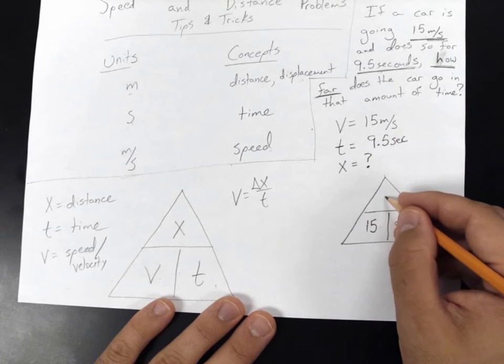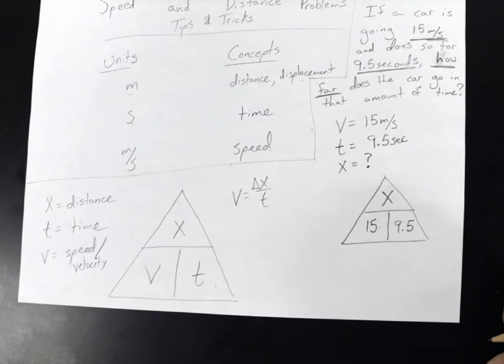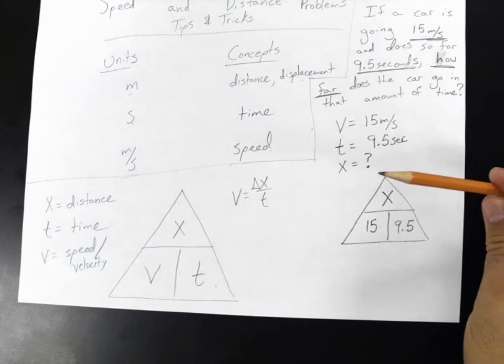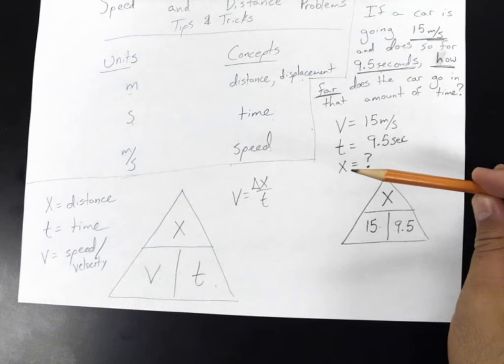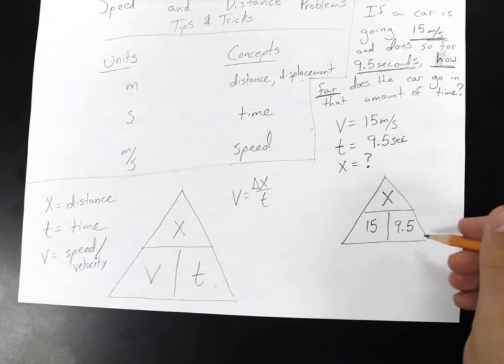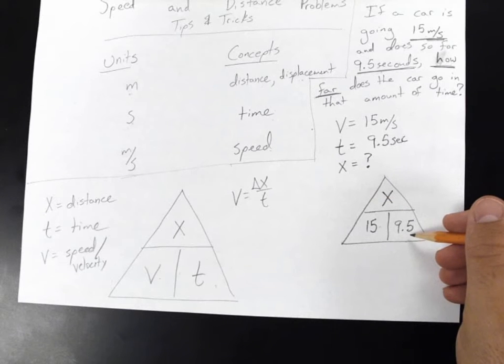And x we do not know, so we're just going to write x. Now, how to use this triangle? What you do is you cover up what you're looking for and do what the triangle says to do. So, if two numbers are right next to each other, just like in regular old math, you multiply.